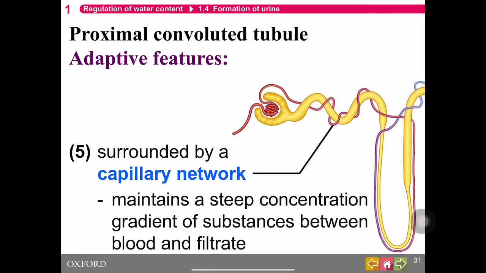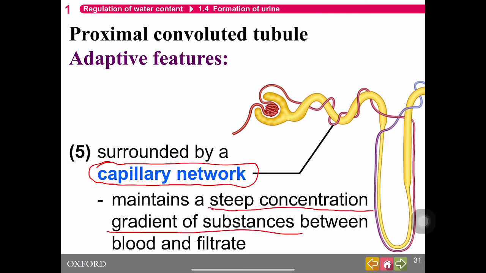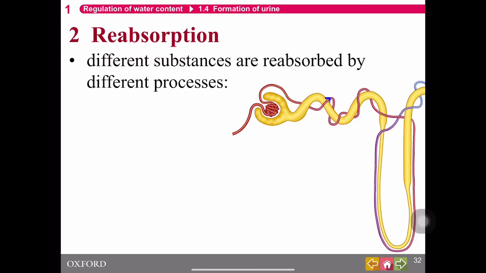And finally, the kidney tubule is surrounded by the capillary network, which can help to maintain a steep concentration gradient of substances, because they will carry away the substances once they are being reabsorbed. Okay, so all these are adaptive features so that the proximal convoluted tubule can achieve reabsorption efficiently.